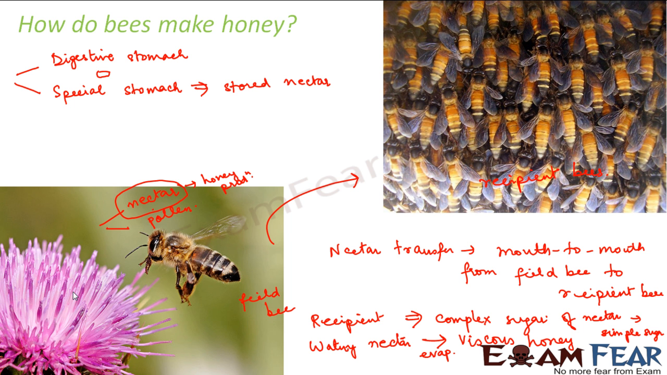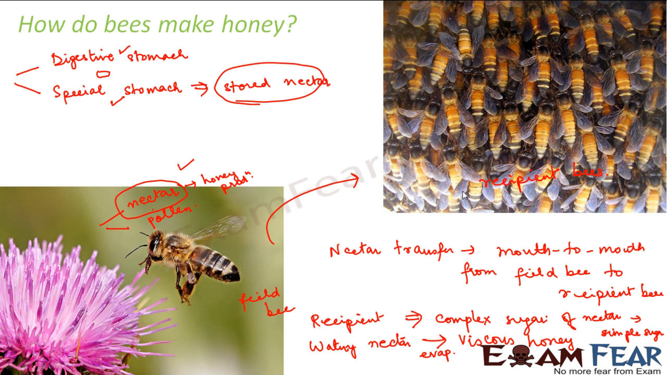So what was the entire procedure? The bee comes to the flower, it sucks nectar and pollen. Correct? Now it has two stomachs, one is digestive stomach, one is special stomach. So it stores the nectar in the special stomach. Now it keeps visiting all the flowers till its special stomach is full of nectar. When the special stomach is completely full, it goes back to the hive.